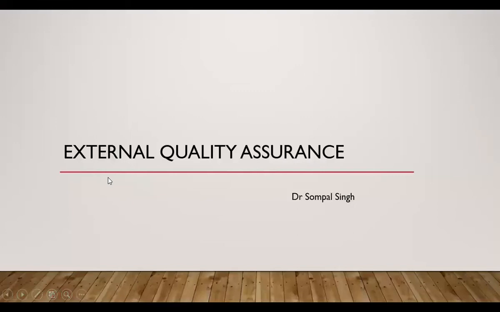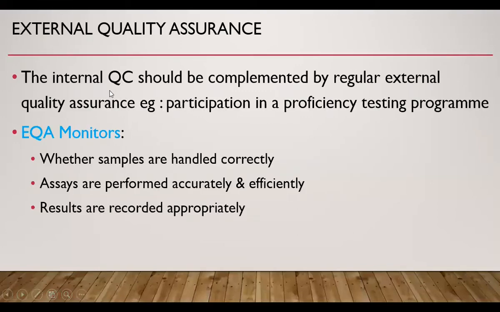Then a bit about external quality assurance. Internal quality control should be complemented by regular external quality assurance by participation in a proficiency testing program. External quality assurance monitors these aspects of a laboratory or a blood bank: whether samples are handled correctly, whether assays are performed accurately and efficiently, whether results are recorded appropriately. So these aspects are controlled by external quality assurance.